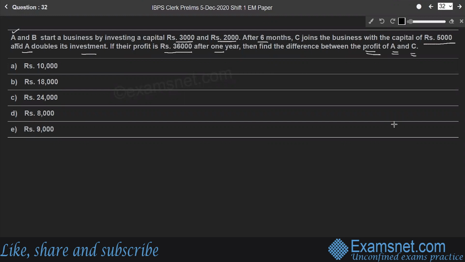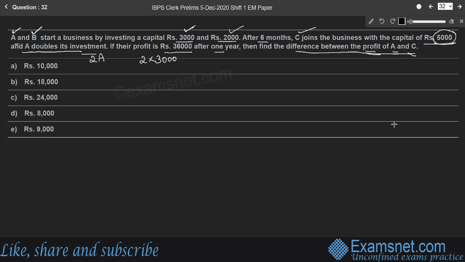Here, the investment of A is given, right? In the first 6 months, it is 3,000 rupees, whereas the investment of B is 2,000 rupees. And the investment of C after 6 months is 5,000 rupees, right? And also A has invested double his initial investment, that is 2 times 3,000, after 6 months, right? So here we have to find the difference between the profit of A and C. So let us find the profit of A, B and C separately.